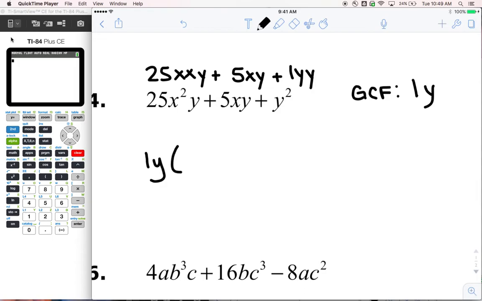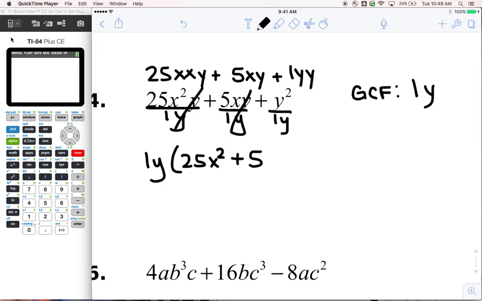So let's bring it on the outside here. Let's divide everything by 1y. And let's see what's left over. Okay, these cancel, so I still have 25x squared. These cancel, so I have plus 5x.